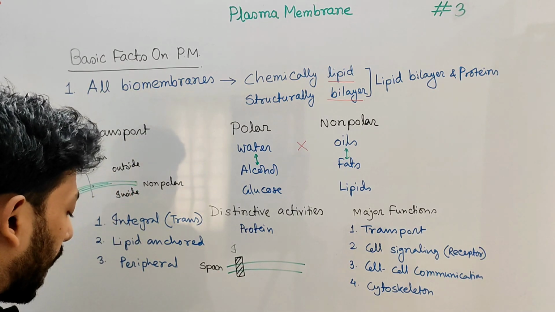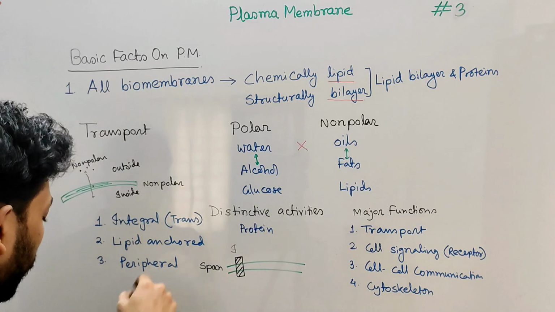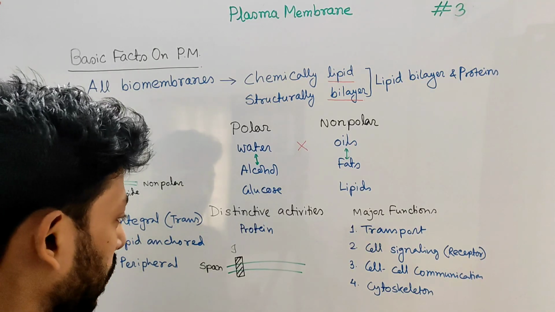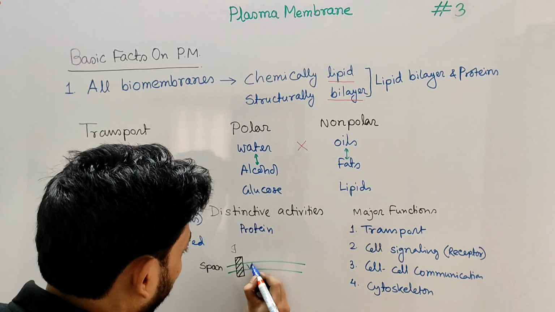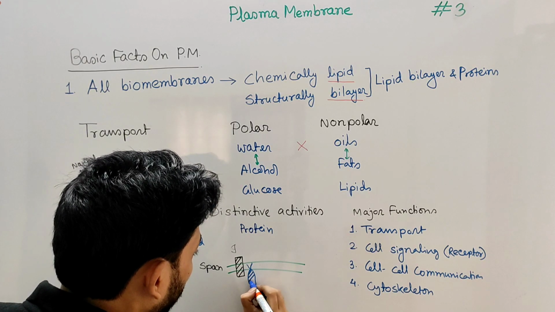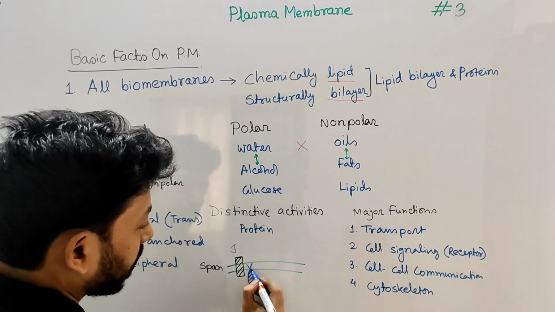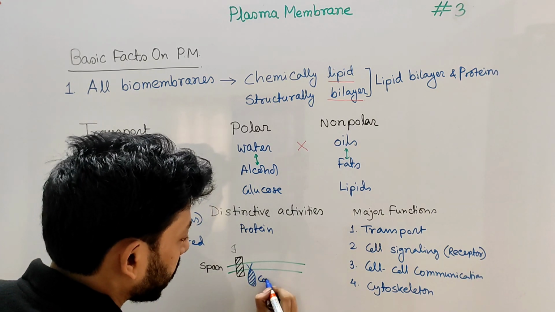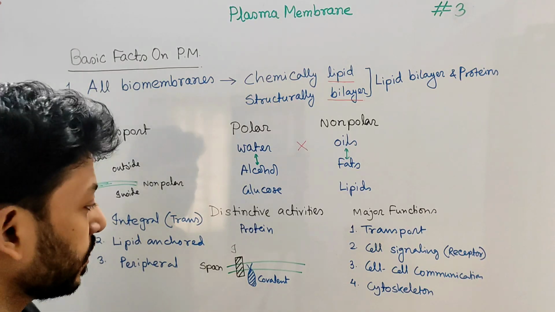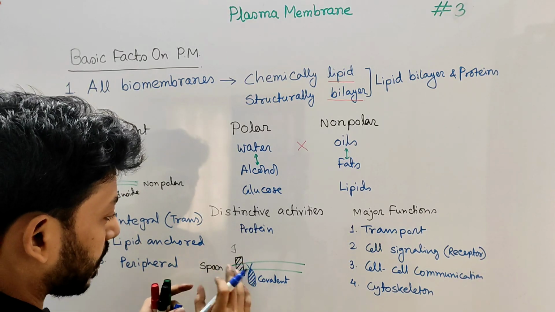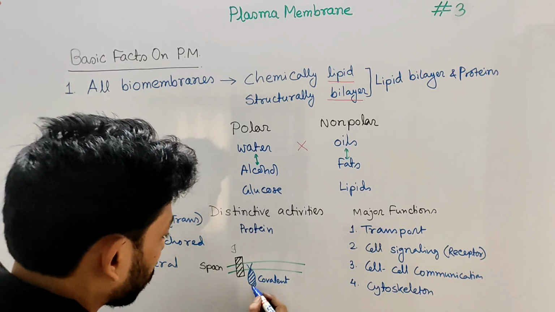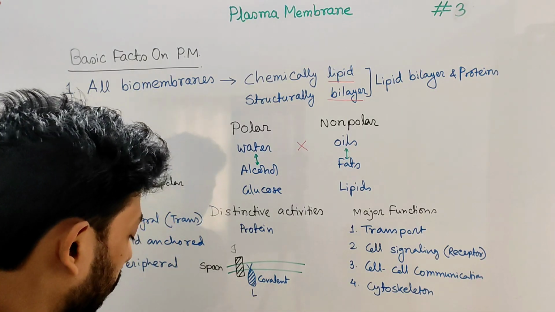Lipid anchored proteins can bind with fatty acids. Let's suppose these are the fatty acids, and this lipid anchored protein binds with the fatty acids, and this bond is covalent in nature. So they make a covalent bond with the fatty acids, and they hang on the fatty acids present in the lipid bilayer. So this is a lipid anchored protein.